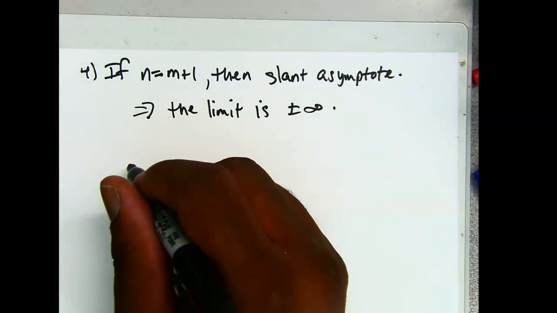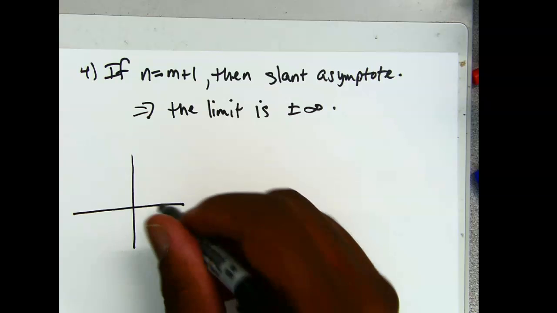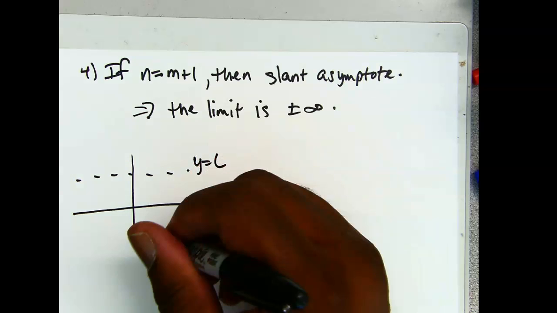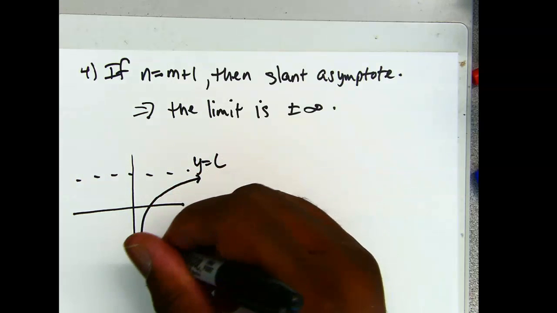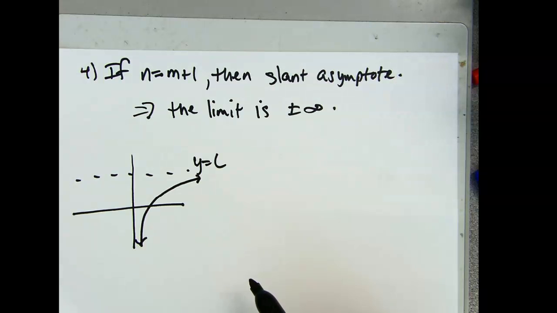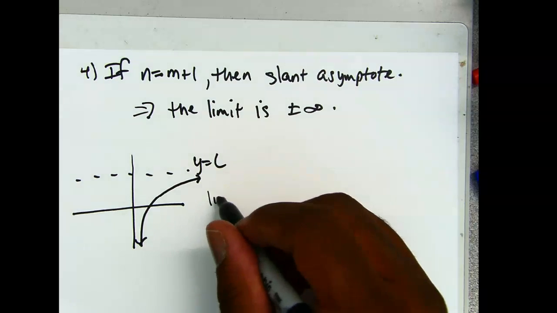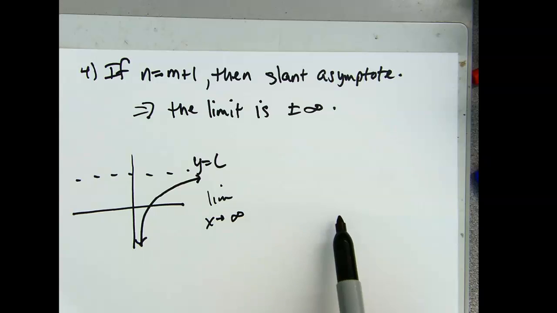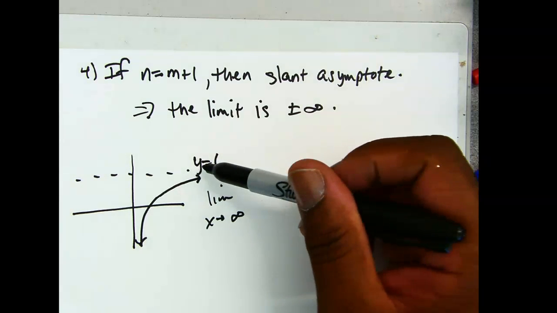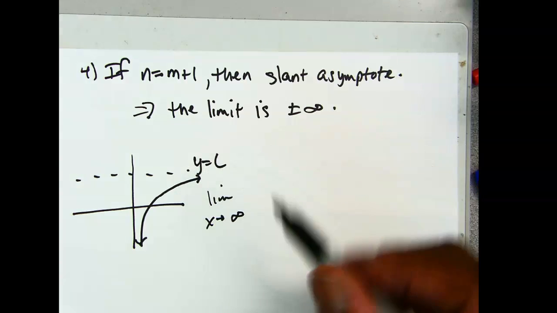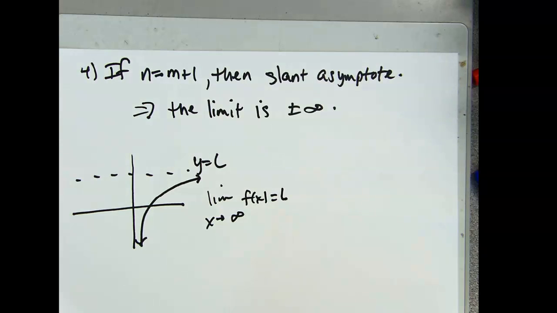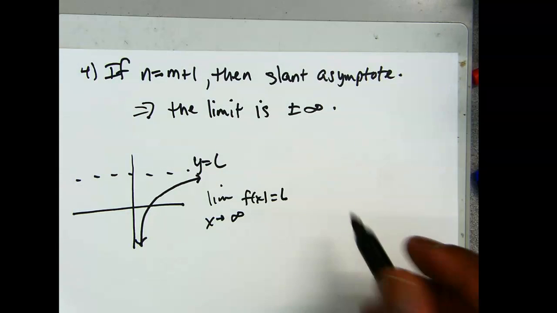Okay, so let's say we have a graph, and here we have some y equals L, and we have some graph that does that. So here the limit as x goes to positive infinity, so as x goes unbounded to positive infinity, your y values are going to be bounded by this horizontal line, y equals L. So the limit as x goes to infinity of f of x is equal to L.